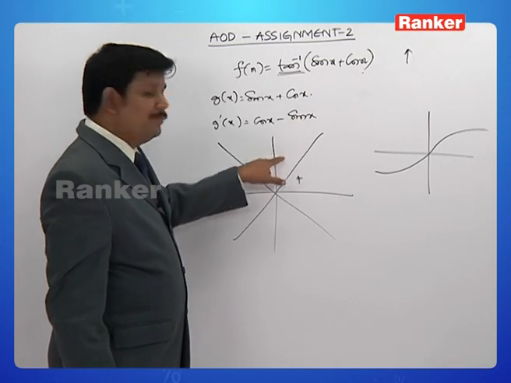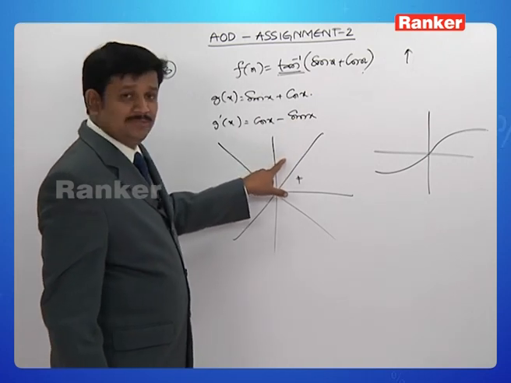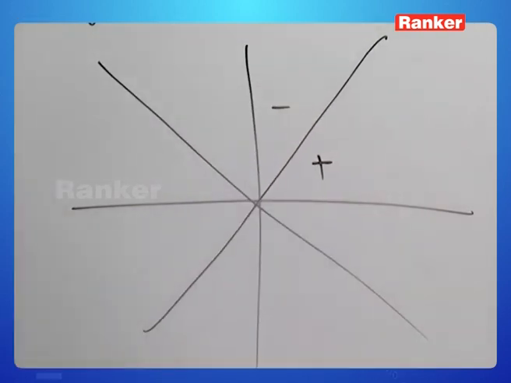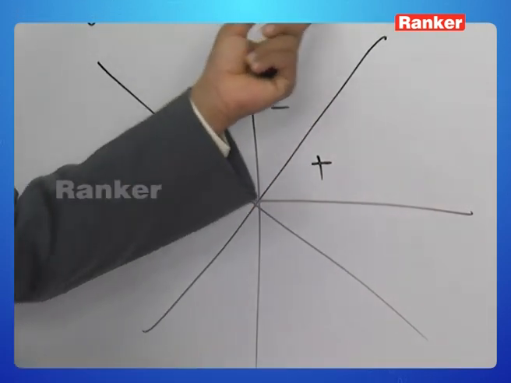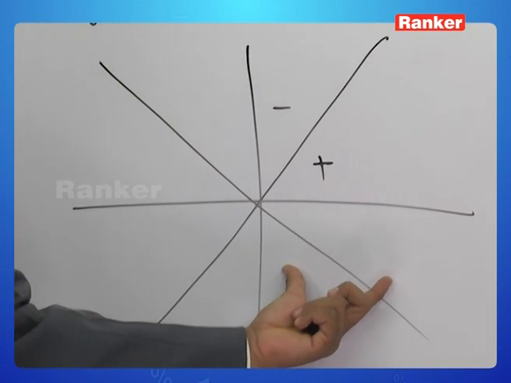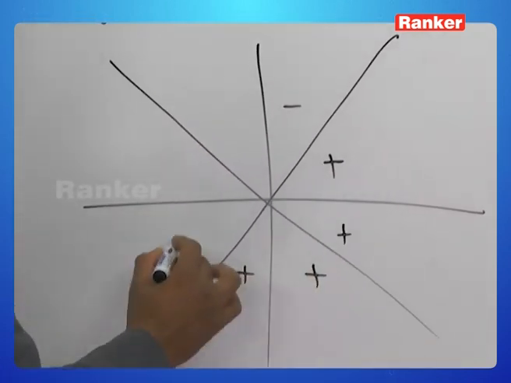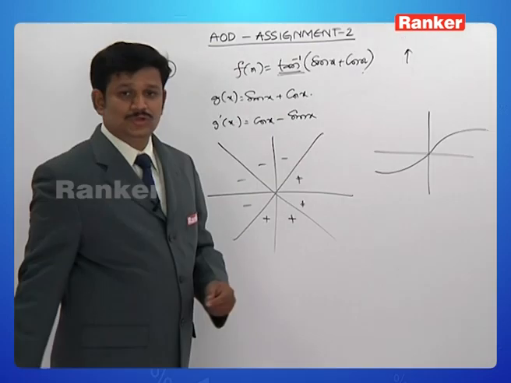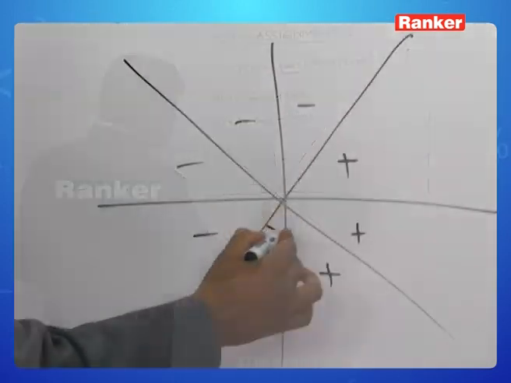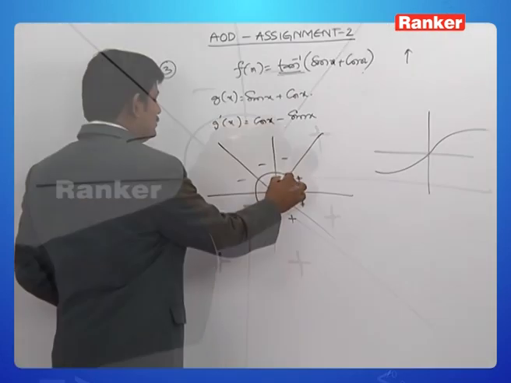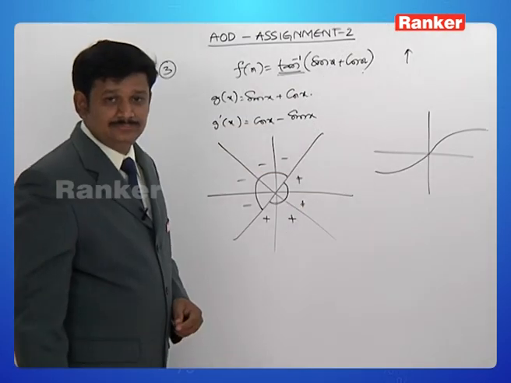Magnitude of sin x will be more than magnitude of cos x, and both of them are positive numbers here. So, cos x minus sin x is negative. Cos x is positive, sin x is negative in this quadrant. So, cos x minus sin x would be positive. So, this is the region in which cos x minus sin x is positive, and this is the region in which cos x minus sin x is negative.